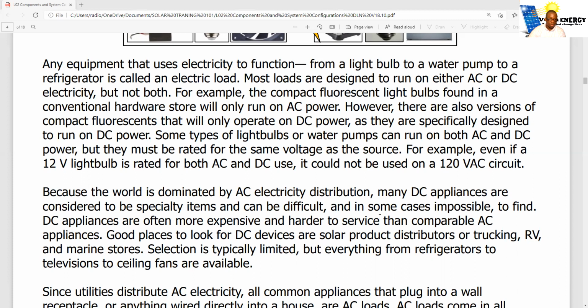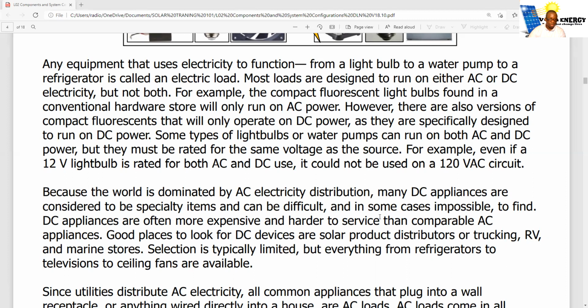You can either use alternating or DC current, but not at the same time. So if you run it on DC, you run it on a DC current. If you run it on AC, you run it on an AC current. Grasp that concept. But they must be rated for the same voltage as the source.